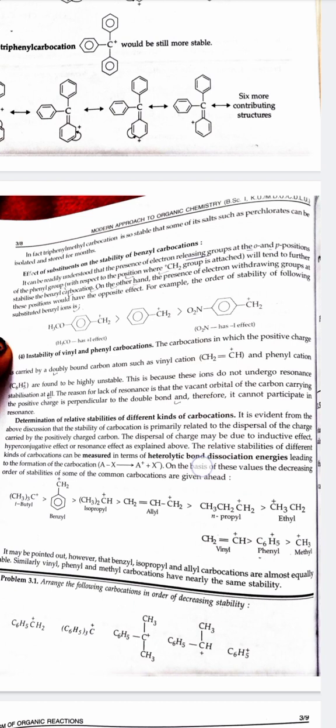It can be readily understood that the presence of electron releasing groups at the ortho and para positions of the phenyl group will tend to further stabilize the benzyl carbocation. On the other hand, the presence of electron withdrawing groups at these positions would have the opposite effect. For example, the order of stability of following substituted benzyl ions.